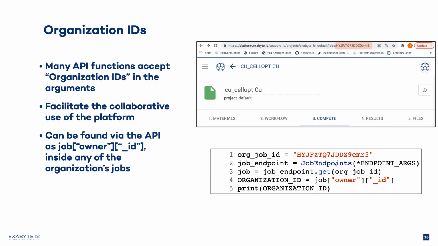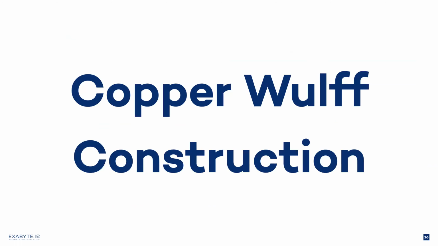I created my job endpoint. I called the get function to get some JSON from the job. Inside of the job, there's an owner field, and the owner field has an ID field, and this is the field that has the organization ID. Then I can just print it to screen. So here's a little chunk of reusable code that makes it easy to get an organization ID. And that's what this organization ID is going to mean throughout the presentation.